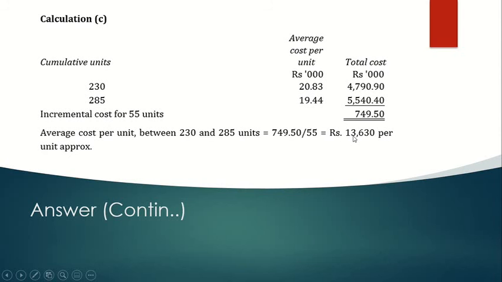So approximately we can say 13,630 will be the average cost per unit in July month. In July month we are going to produce 55 units. In July month our cost will be 749,500. 749,500 will be the July month cost. In July month we are going to produce 55 units, which means average cost we can say in July month per unit it will be 13,630.